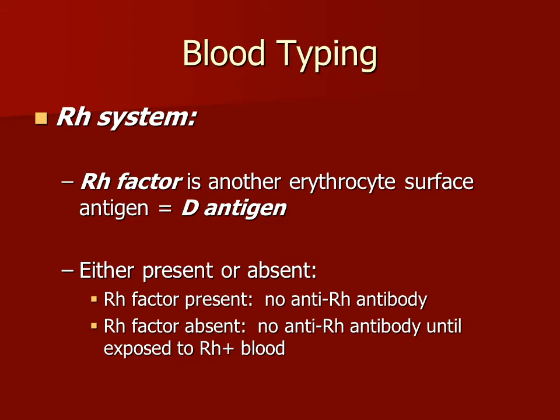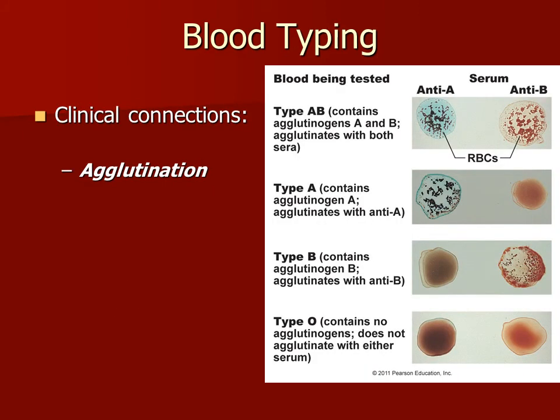You also have the Rh system when you're dealing with blood typing. This is another type of antigen that may be present. We call it the Rh factor, but it's also called the D antigen. If you have the D antigen, you're known as Rh positive. If you do not have the D antigen, then you are Rh negative. You don't have any antibody against it until you have been exposed to it. So this is a little bit different than the others. You have to have a previous exposure.